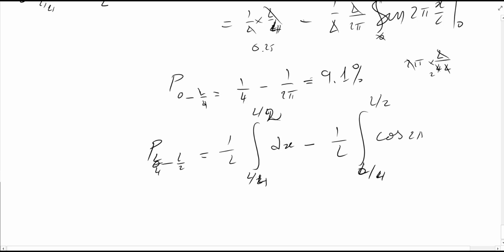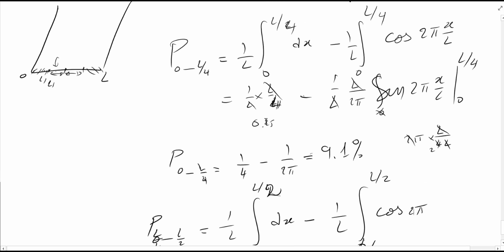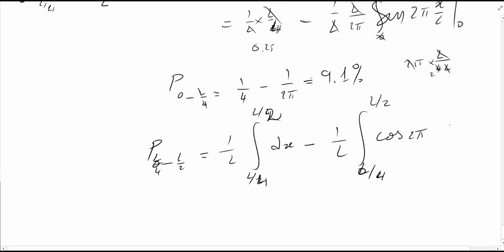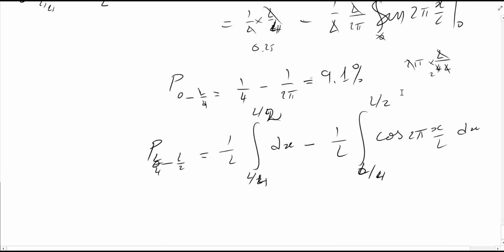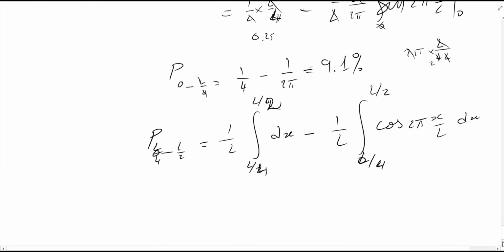Hopefully I didn't make any mistakes in here. 2 pi times x over L dx. Yeah, I forgot a dx in here. I did. Hoping that no calc instructor is watching this.